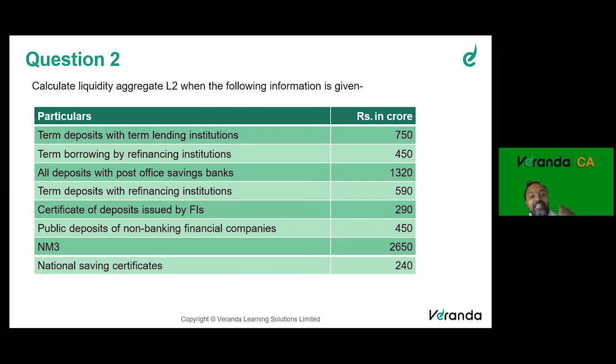So M1 is nothing but a very narrow money, which actually speaks about actual money in hand with the public in the form of currency notes or coins, plus their savings bank account or current account, which they can use immediately, plus bankers' bank, RBI. They are having some money from the respective banks. That money constitutes M1.